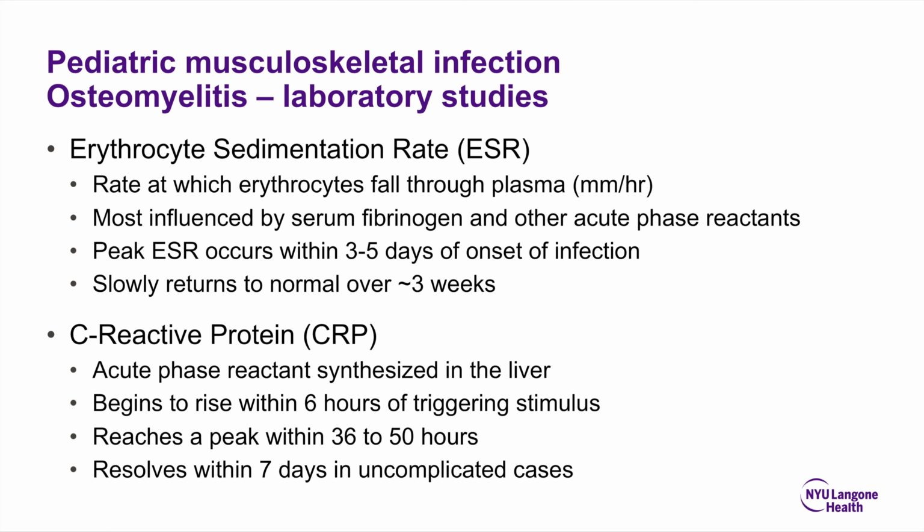The CRP is also an acute phase reactant, but it is more responsive, and so its levels begin to rise within 6 hours of a triggering stimulus. It peaks within 36 to 50 hours and then resolves within 7 days in uncomplicated cases that receive appropriate treatment.